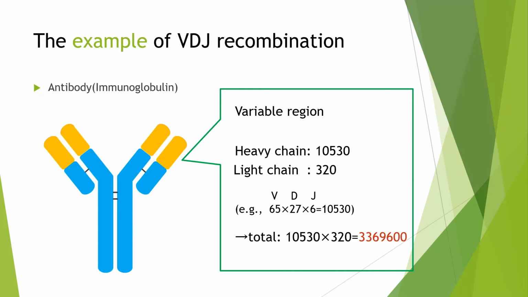Therefore, even greater types of antibodies can be produced by the combination of light chain and heavy chain. In the same way, a huge variety of TCRs can be produced.